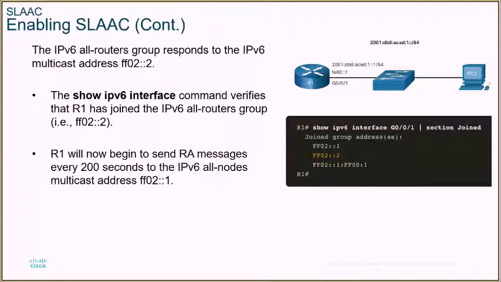Okay, the IPv6 all routers group responds to the multicast address FF02::2, and so only routers listen to that. And so that's actually how you connect to a router. If you do the show ipv6 interface command, it verifies what it's listening for. R1 will now begin to send RA messages every 200 seconds to the all nodes address.